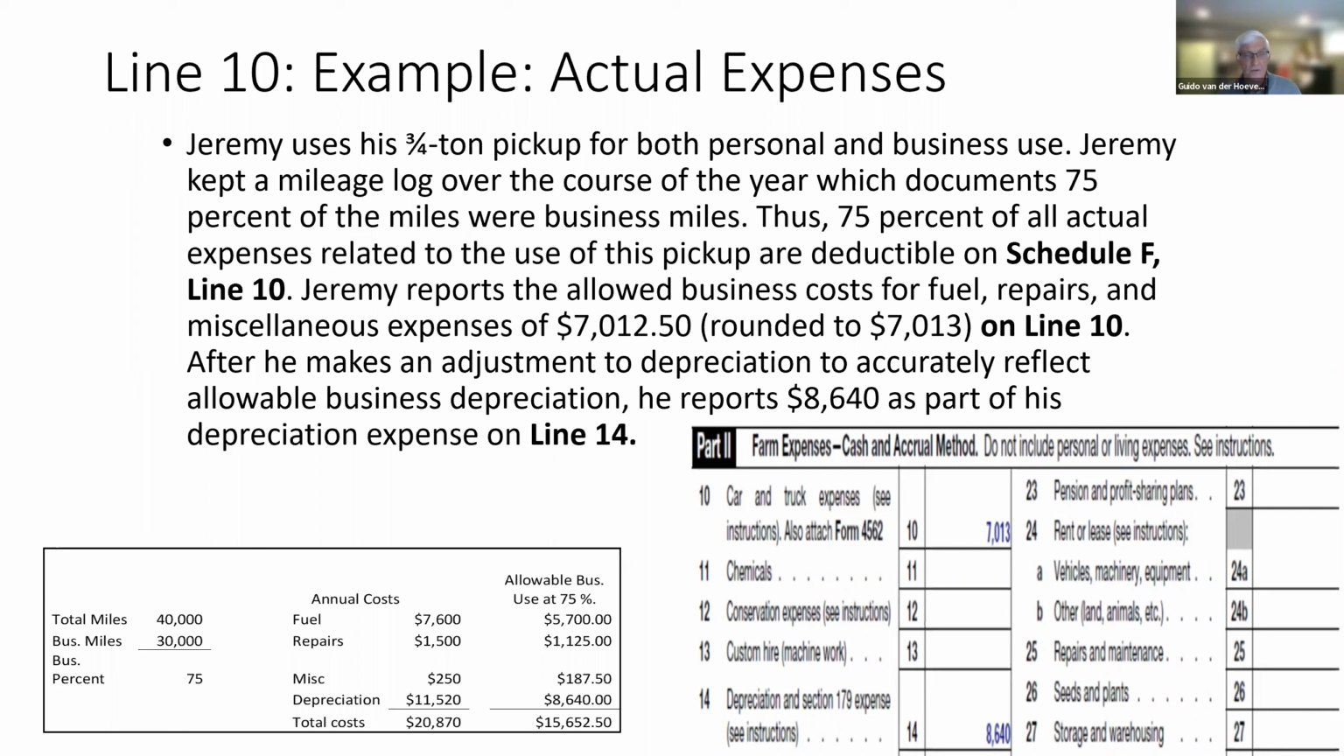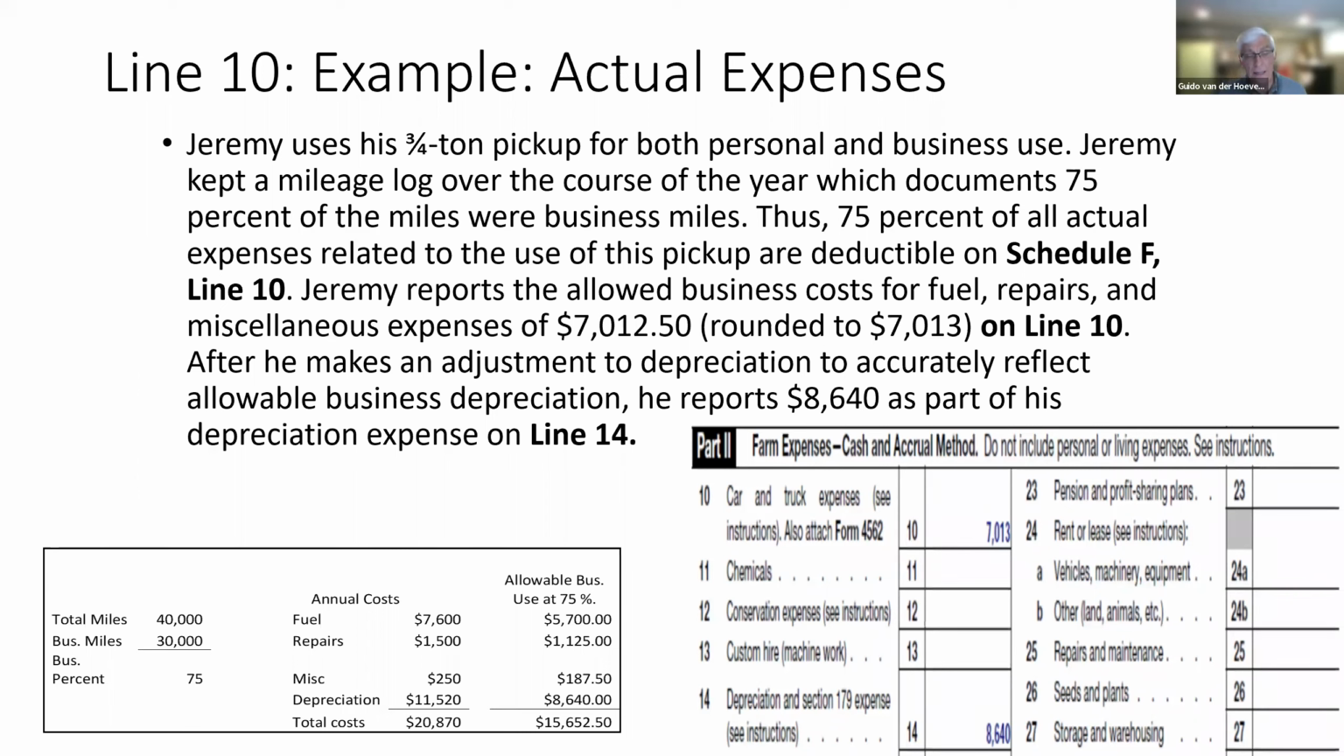And in the lower left of this particular slide, we just show that he had total miles. Of those, 30,000 miles were business miles that he drove this year. So that gives us our 75%. We've got our annual fuel costs of $7,600. We've got repairs of 15. As you can see there, total costs are going to be $20,870. But the allowable business is going to be at 75%. So we have to make that calculation all the way through.